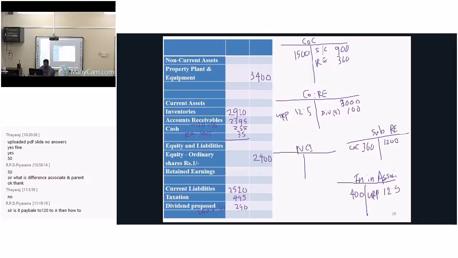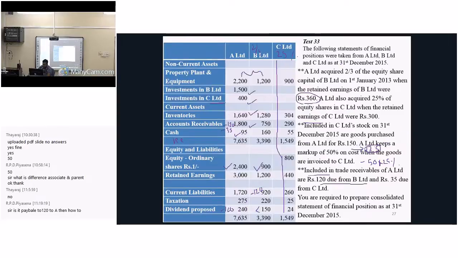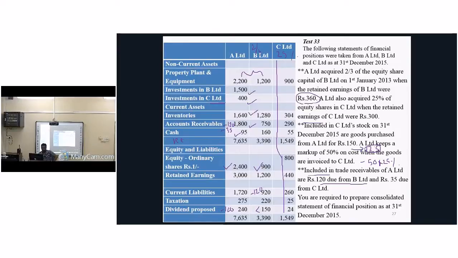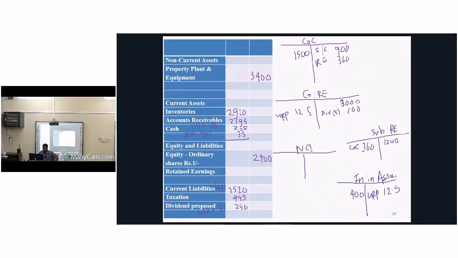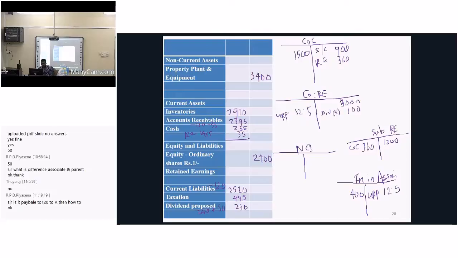Yes, payable to 120. Yes, this one I subtracted actually. Here 120 I subtracted. PSN is asking about this thing actually. Yes, look, 120 I have subtracted. Payable to parent. Therefore, it is not a payable. Therefore, I subtracted. Now look, 1720 plus 920 minus 120, then it is 2520. Understand? Okay, right, fine. We'll go ahead. Then pre-acquisition retained earnings I already transferred.